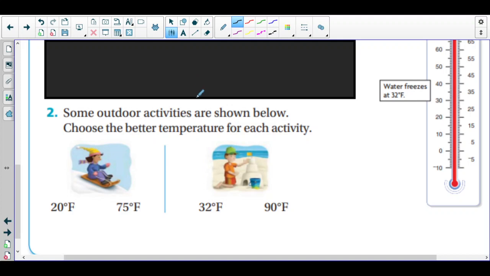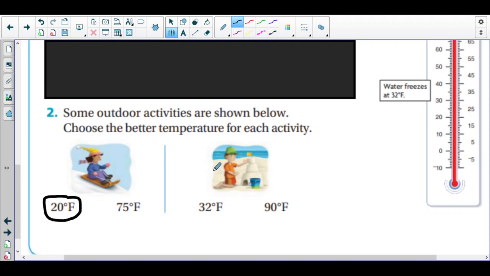Now let's take a look here. Some outdoor activities are shown below. Choose the better temperature for each activity. All right, so we've got someone sledding down the hill, probably in snow. All right, it's not going to be 75 degrees. That's what the temperature would be inside, and snow would be melting. All right, so for this one right here, it's going to be 20 degrees Fahrenheit.